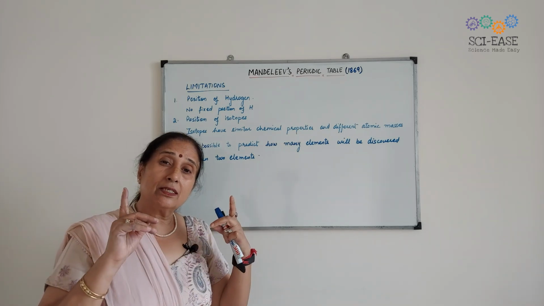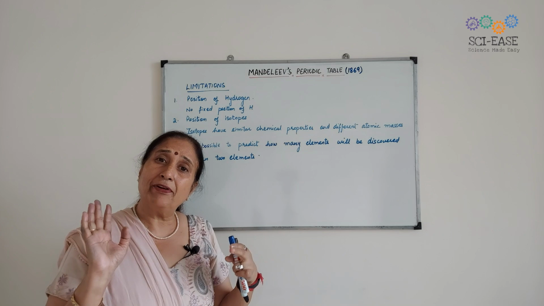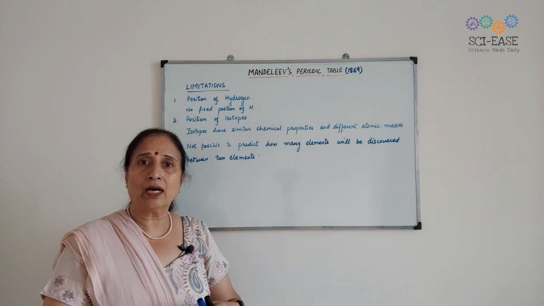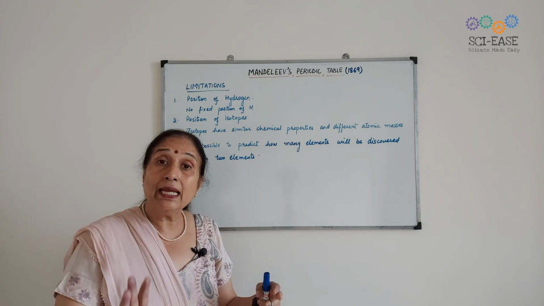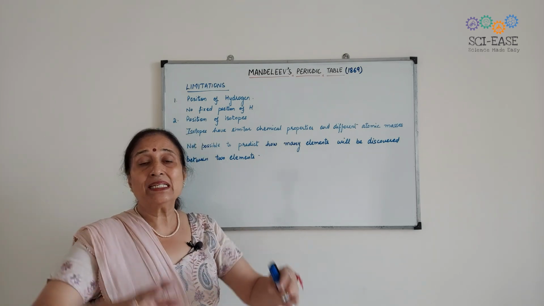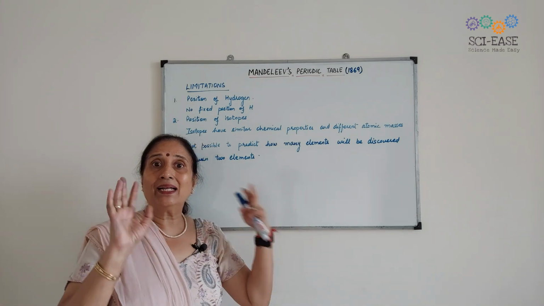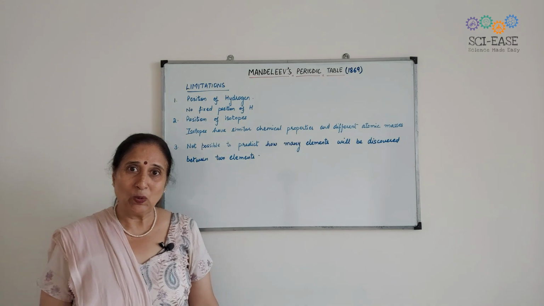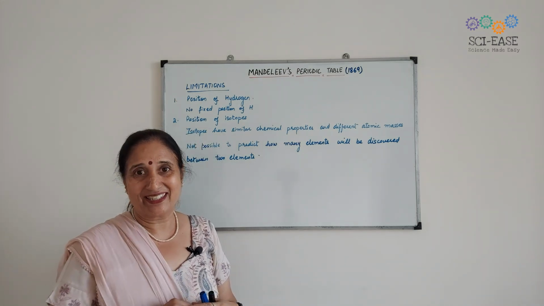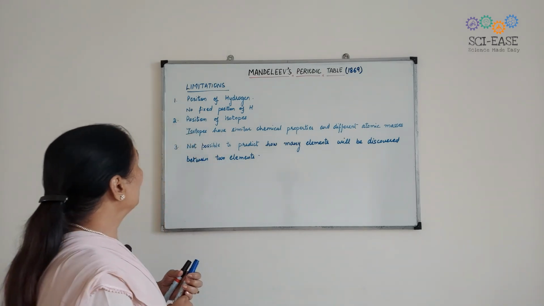Some inert gases were discovered very late. You know that helium, neon, argon, krypton, and so on were discovered very late. So they are placed in a separate group without disturbing Mendeleev's periodic table. Now, still there were some limitations in Mendeleev's periodic table. So I will tell you one by one.